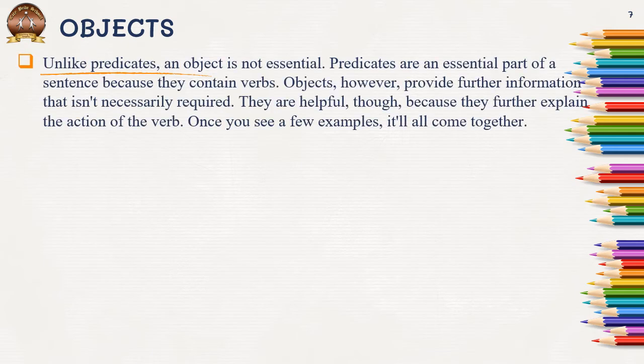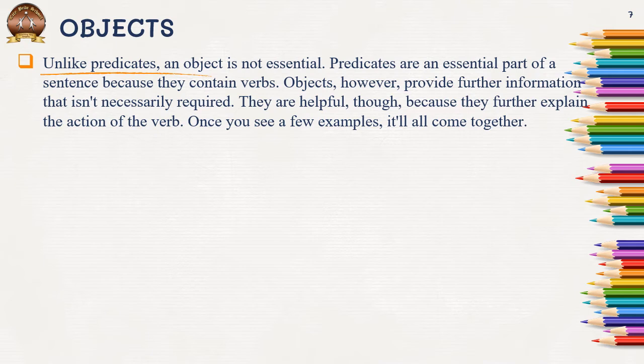So the doer of the action is the subject, and what is being done related to that, if a noun comes, that becomes the object. Unlike predicates, an object is not essential, meaning without objects, a sentence can function fine.